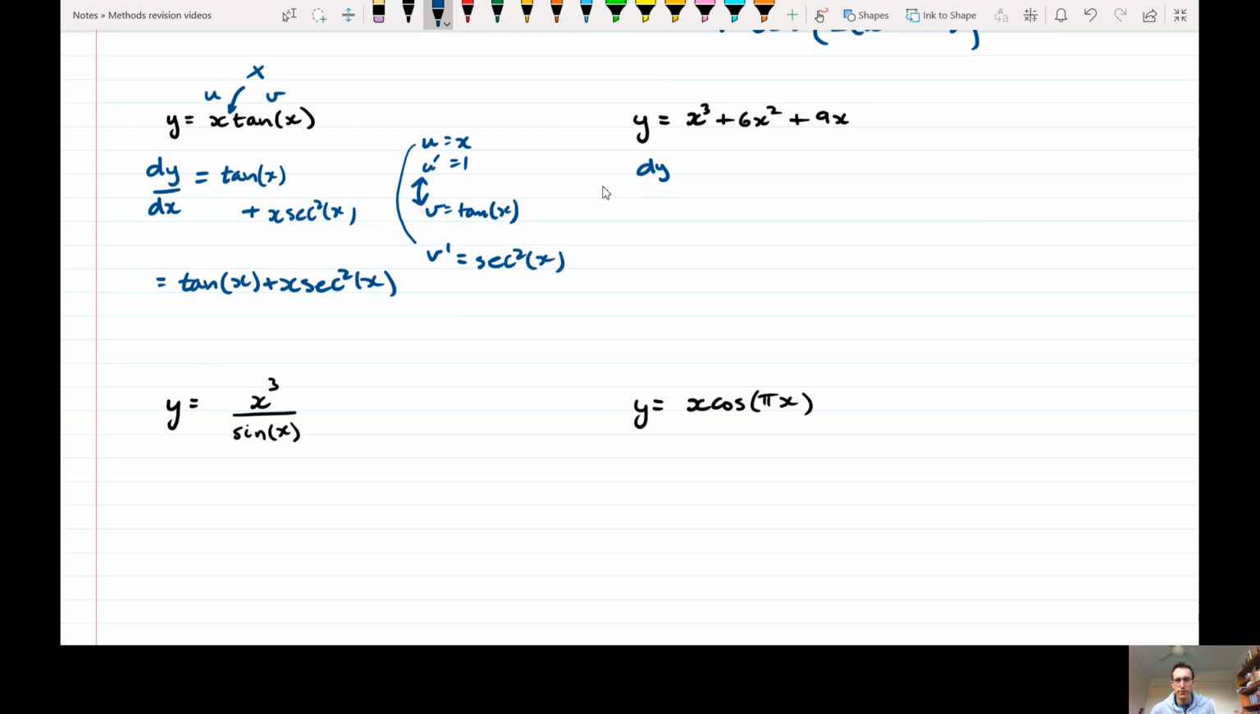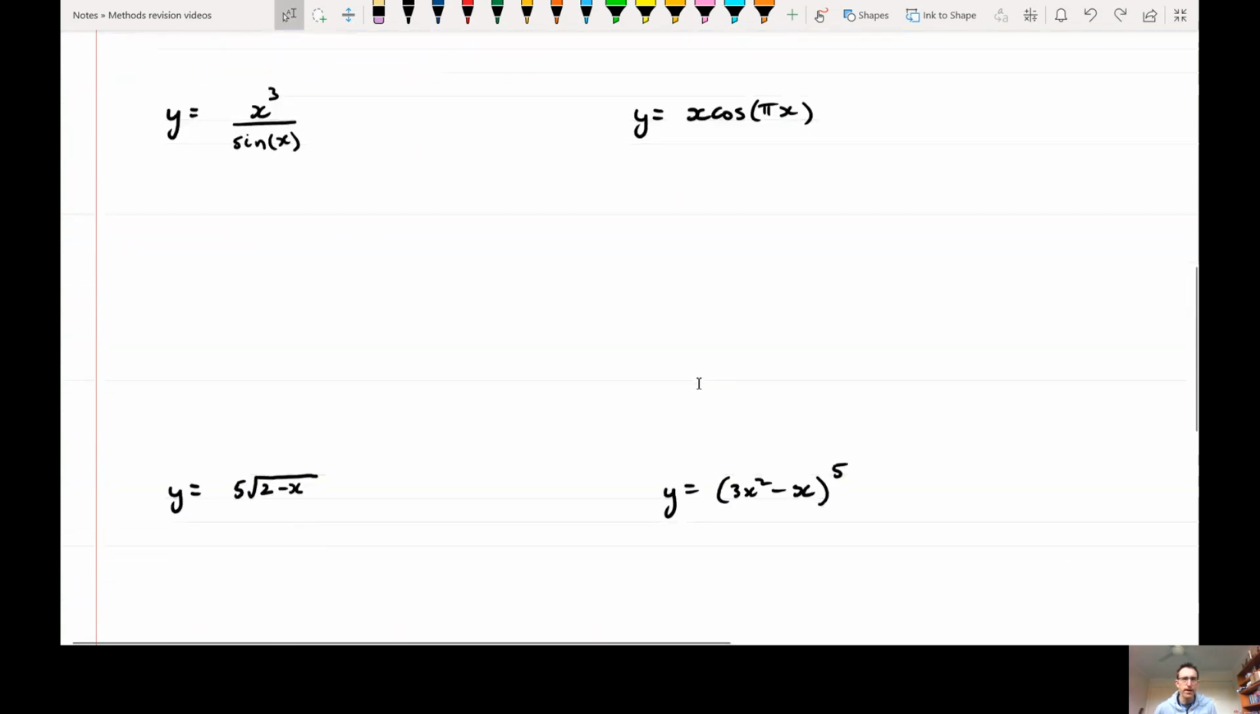Next one, this one is just a polynomial. This is one of the most simple ones to differentiate. The 3 comes out the front, so 3x squared. 2 comes out the front and multiplies to 6, gives you 12x, and then plus 9 at the end. Remembering x to the power of 1 differentiates and disappears.